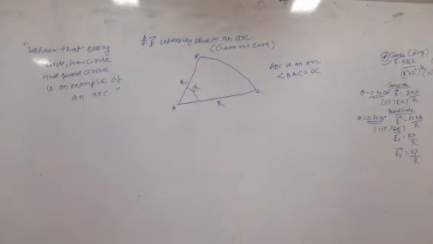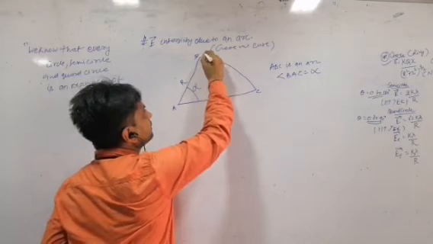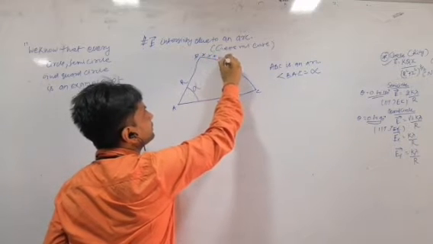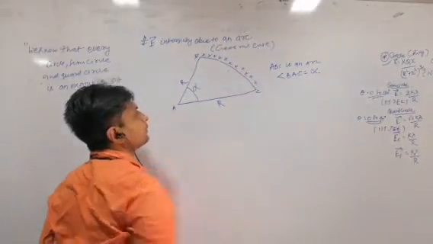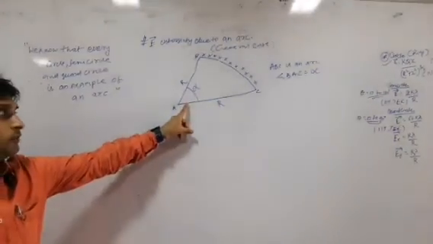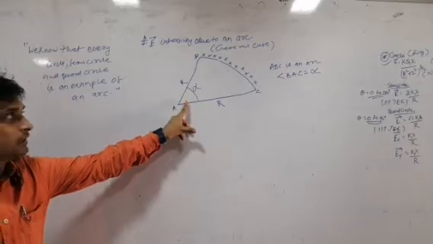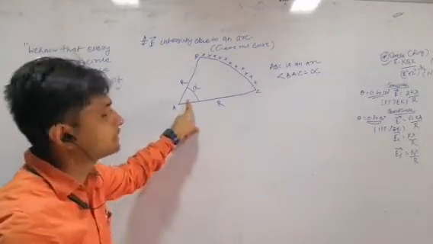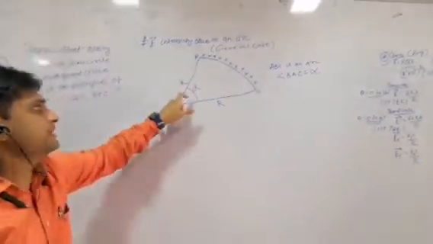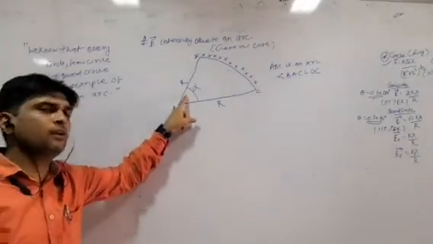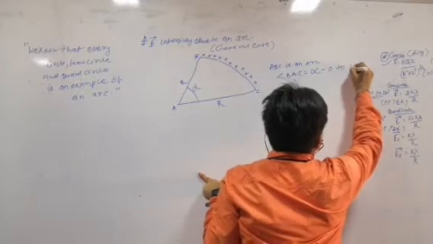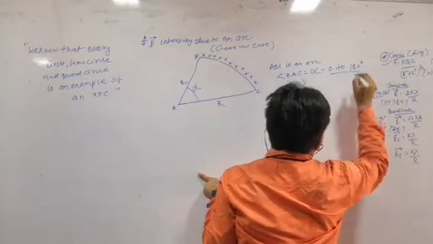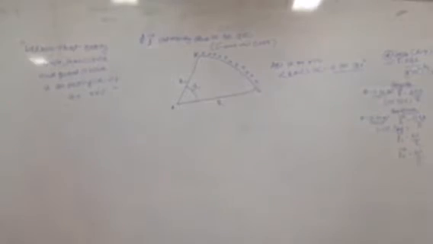This is uniformly charged. I don't know this angle till now. This may be 0 degree, this may be 90 degree, this may be 60 degree, this may be 180 degree. This alpha varies from 0 to 180 degrees.